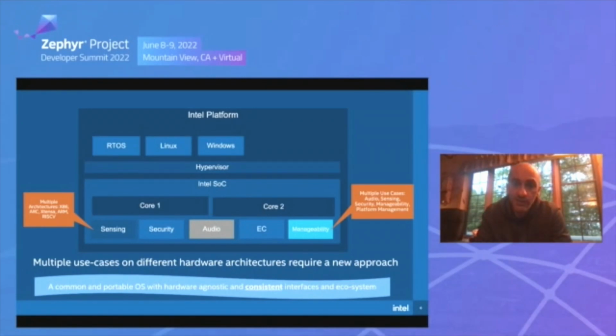So let's look further at where we are. This is a typical Intel platform, a very complex one in terms of the features it provides, but it doesn't have to be that complex to require consistency in this case, and this common and portable OS. We have seen that in Zephyr in the past.